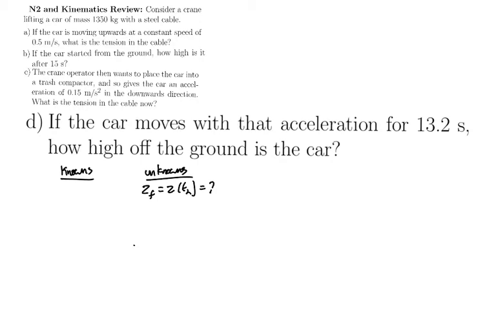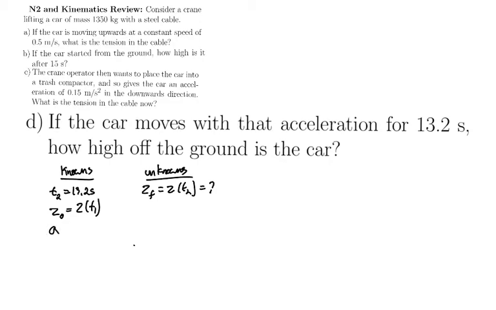The thing we're looking for, how high off the ground, is obviously an unknown. Call that zf, that's z at a time t2, where here I specified my time t2 to be 13.2 seconds. My initial position should be the position right before the acceleration starts, so it should be the position that we got as an answer for part B, and if you recall, I called that z at t1, so we know that value, that's what we got from part B.